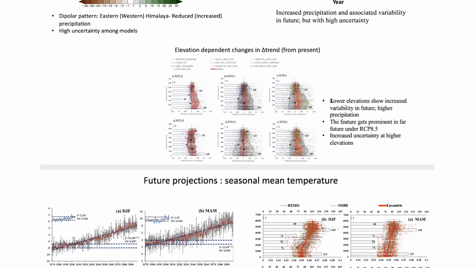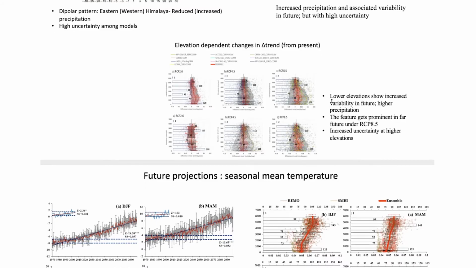I'm coming to those slides. If it is getting drier, more moisture is needed to reach saturation. So lower elevations show increased variability and higher precipitation in the future, and the feature gets more prominent as we go to the more pessimistic RCP scenario 8.5, and this leads to uncertainty in the higher Himalayas also.